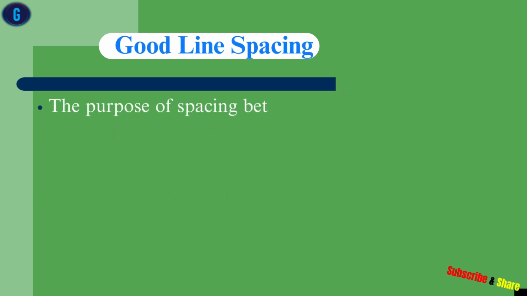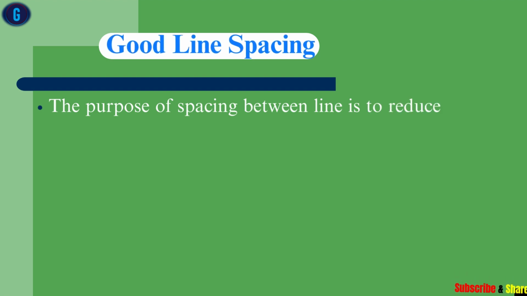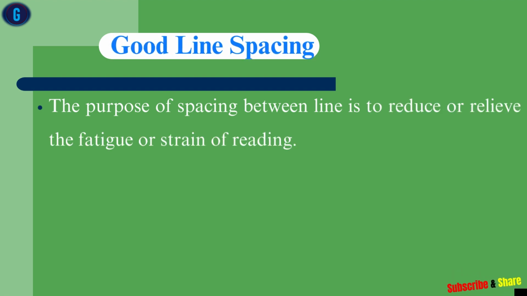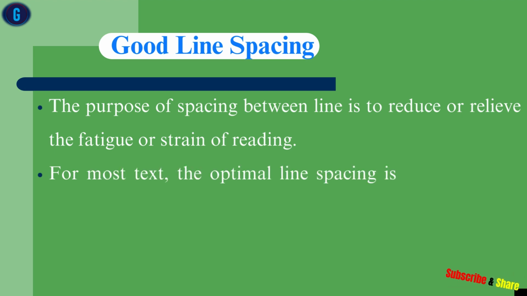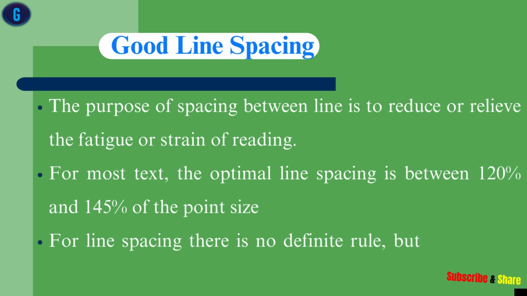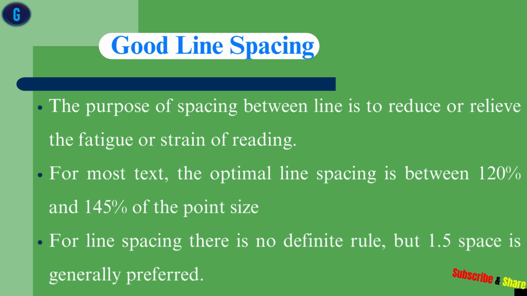The purpose of spacing between lines is to reduce or relieve the fatigue or strain of reading. For most text, the optimal line spacing is between 120% and 145% of the point size. For line spacing, there is no definite rule, but 1.5 spacing is generally preferred.